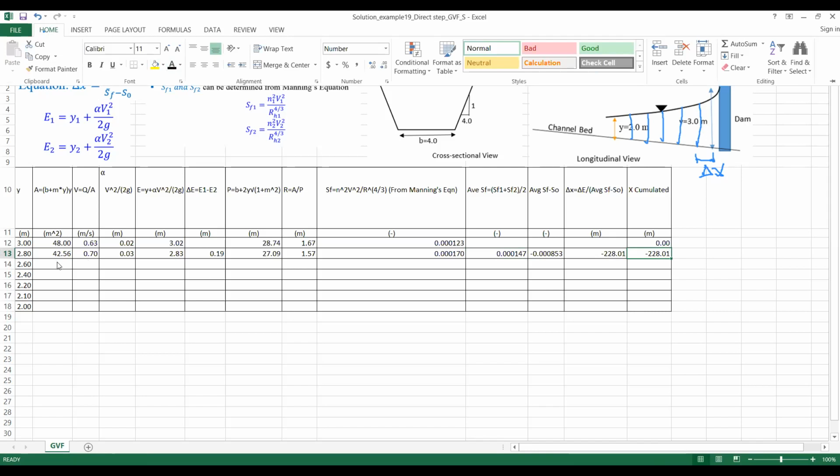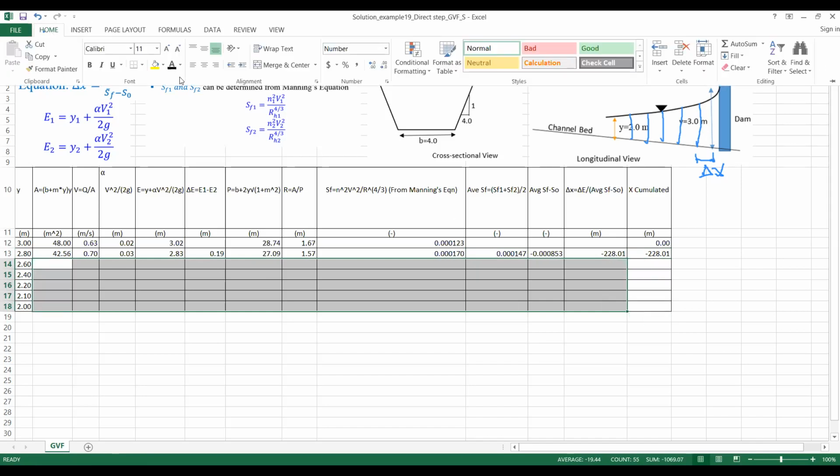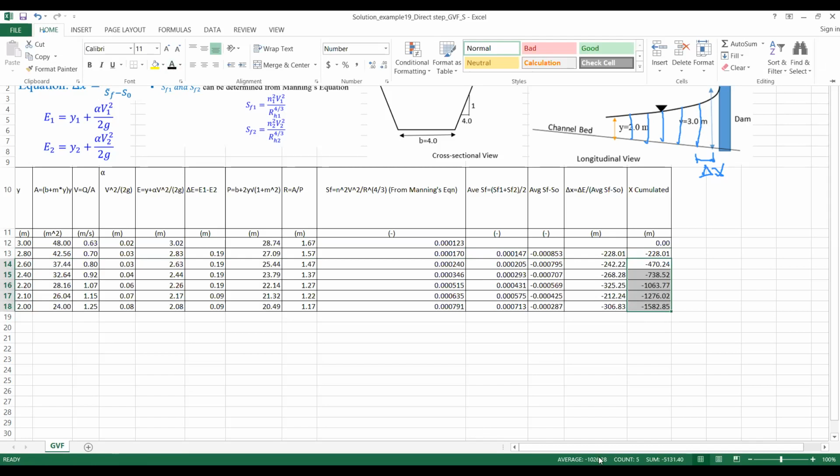Now, if I do the same calculation for every column, that's what I will get. And if I keep adding all of these, I will get this one. So at 2 meter depth, the distance from this column is actually 1582.85 meter. So basically now we have depth for at least 7 sections, and we know exactly what is the delta X for each section and the cumulative X.